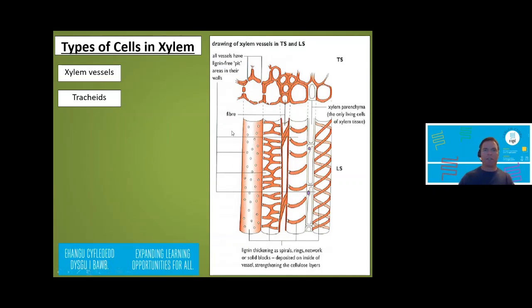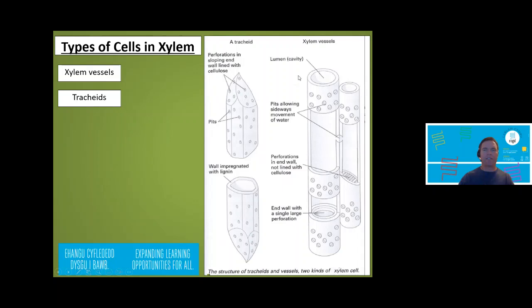Now, the alternative is what we call tracheids. So you can see the xylem vessels on the right-hand side here, and you can see you've just got these continuous tubes, and it shows there an end wall with a single large perforation, so just one big hole really. And so water and minerals are able to flow with little restriction as they pass through xylem vessels.